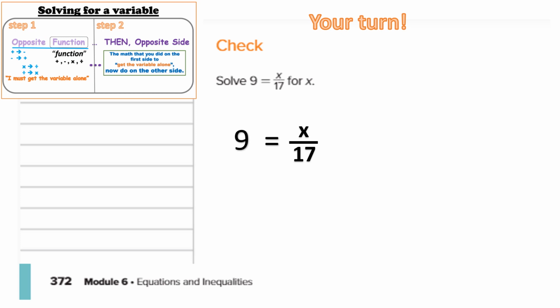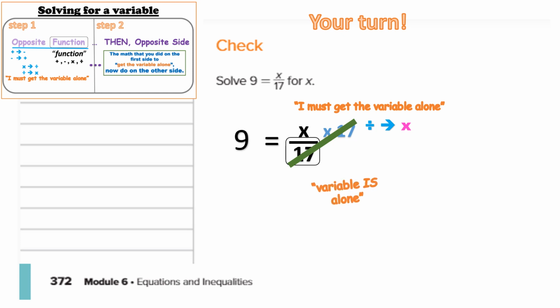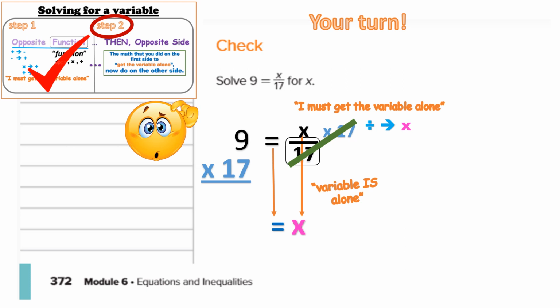You said, well, if that's dividing by 17, I know I need to get my variable alone. Therefore, I'm going to do the opposite of dividing by 17. We're going to multiply by 17. And then you showed me that you just cancel it out. Then you go to the opposite side and you multiply by 17. Got my variable alone.